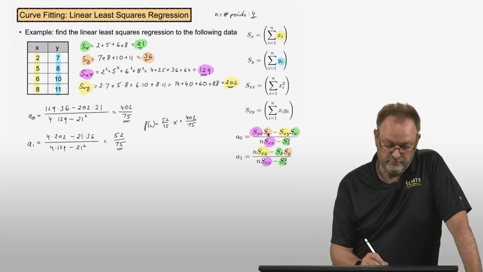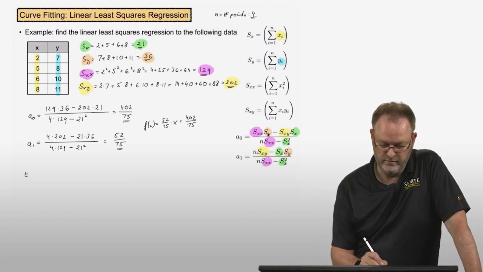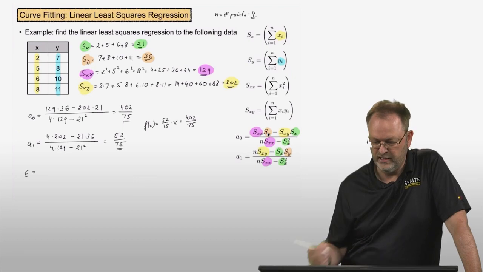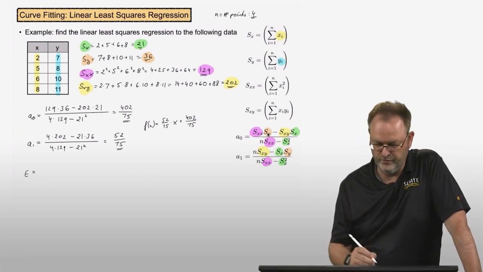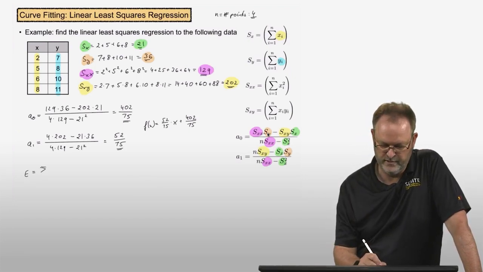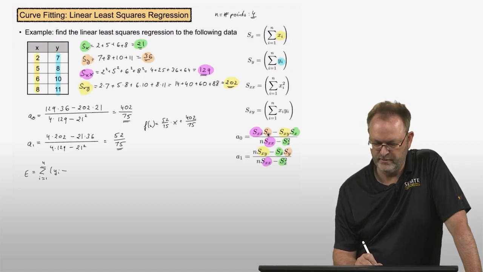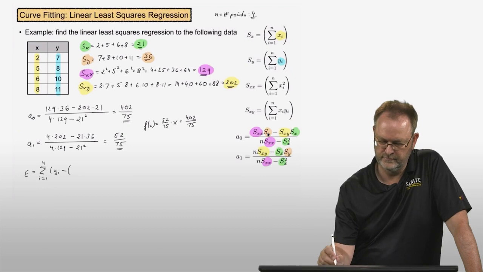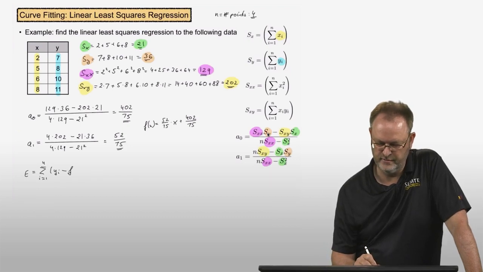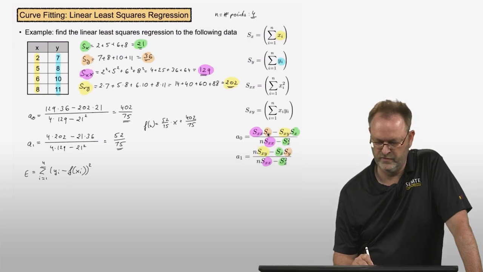Now, I could calculate the error, right? The error of this approximation. What we would have to do is the sum from i equal 1 to 4 of the true value, this is the yi, minus the function that I just found using, plugging in xi, and then squaring this. So let me write the first couple of terms out here.